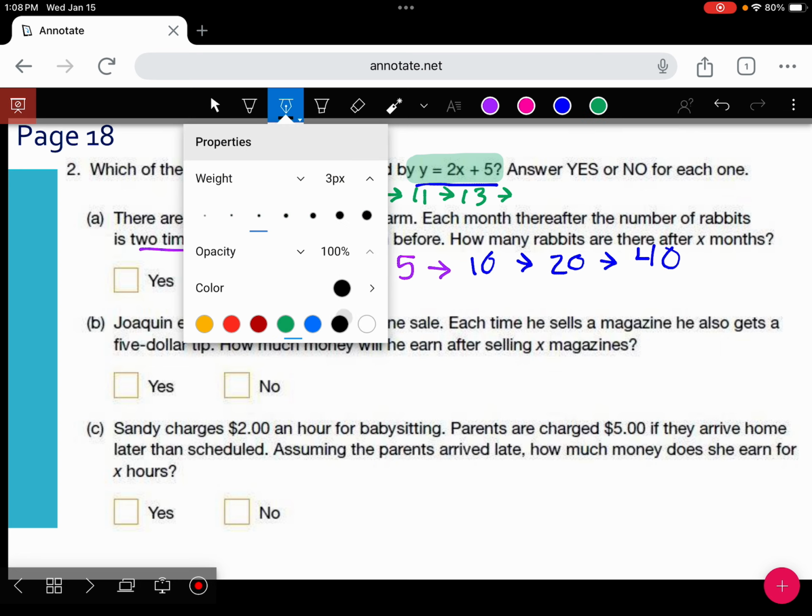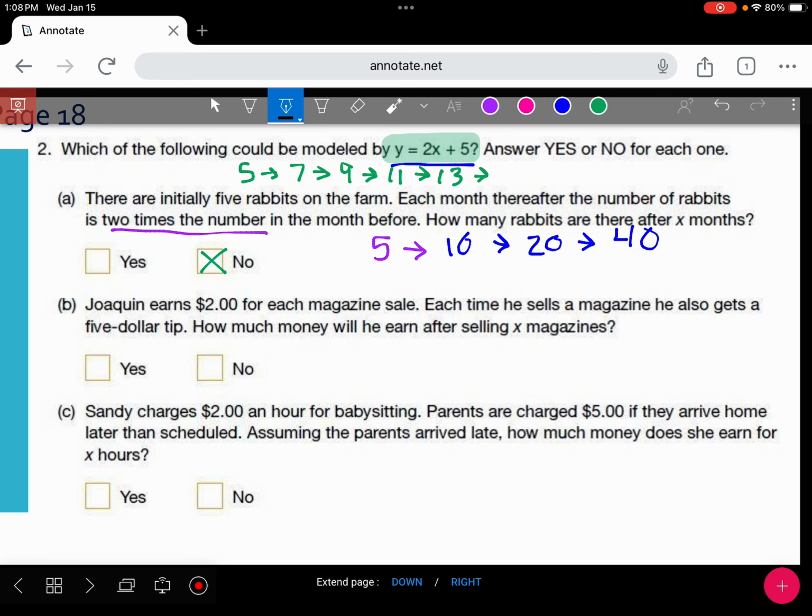So for this one, if we wanted to write a proper equation, we'd have to remember from algebra because it's actually an exponential function. This would be that we started with 5 rabbits, and every month it multiplies by 2. So it would be 2 times however many months it is. So it would be 2 to the x.